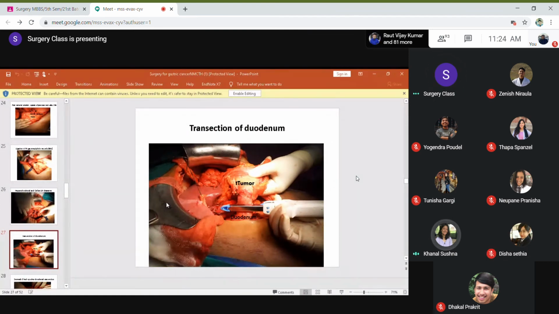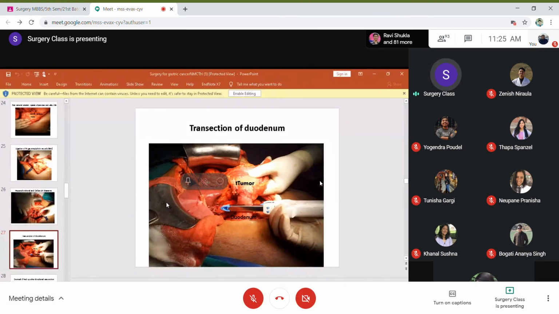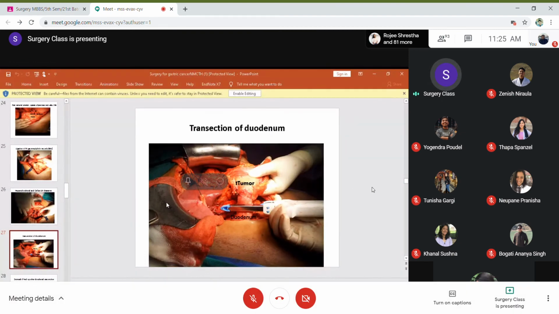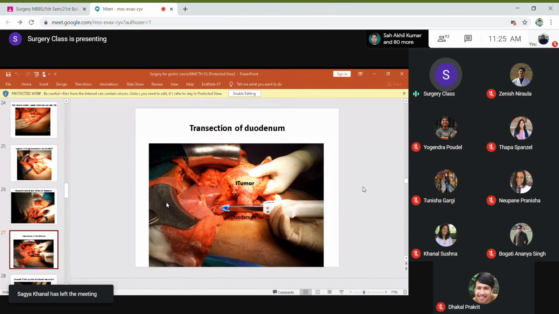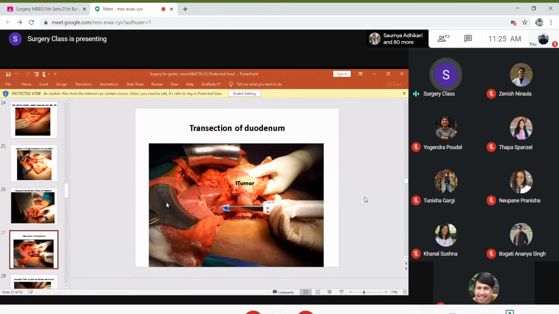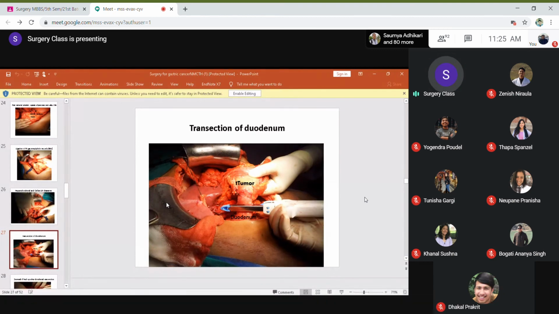Now if you see the distal margin, you can see the tumor there, and at the distal margin we are using a stapler. That is the intestinal linear stapler. We call it a linear stapler. It has got various sizes. So for the duodenum, we'll use a blue stapler. See, the color blue is there. So that is the linear stapler. Either you use a 2-row or the 3-row linear stapler to cut the duodenum.